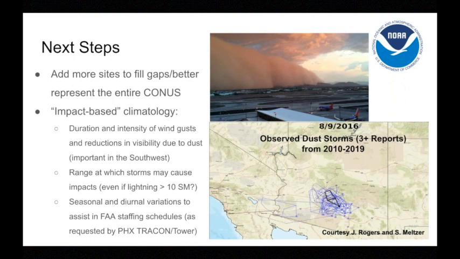You can see a picture right there of a dust storm moving in, and that graphic shows dust storms in the Phoenix area. And we'd also want to look at the range at which storms may cause impacts. So even if there is lightning that's greater than 10 miles away from an airport from a storm, would the airport receive any impacts from that storm? And then lastly, we would look more into the seasonal and diurnal variations to assist in FAA staffing schedules.